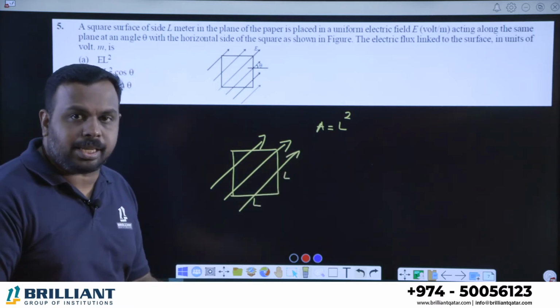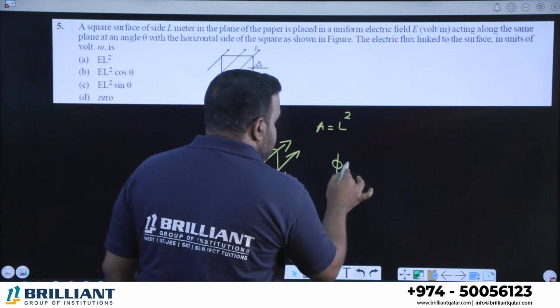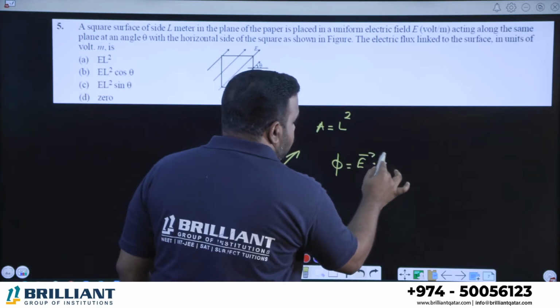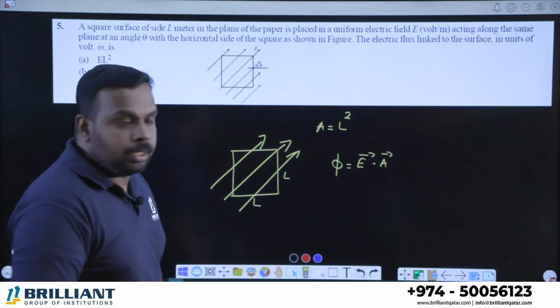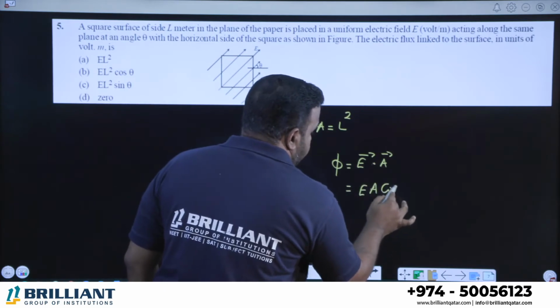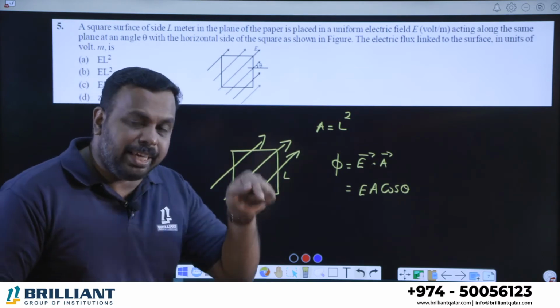Electric field is lying in the same plane, right? Then all of us know the equation for electric flux. What is the equation for electric flux? It is E dot A, that is equal to E A cos theta. This is the formula for the electric flux. What is A here?